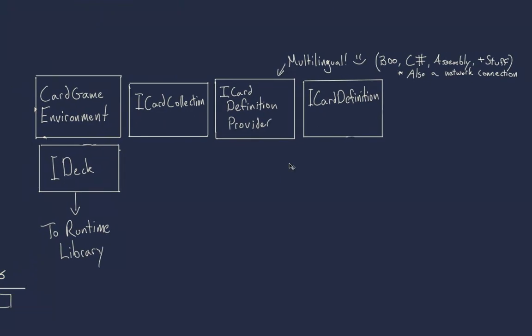So the entire point is you instantiate a card game environment. You load up collections. Those collections, in turn, load up definition providers, which create definitions. Those definitions are stuffed into decks. Those decks are sent to the runtime, which uses the definitions to instantiate the runtime representation of every card. Cool.